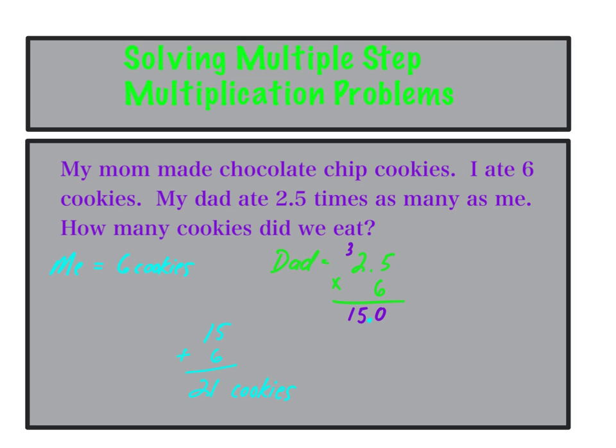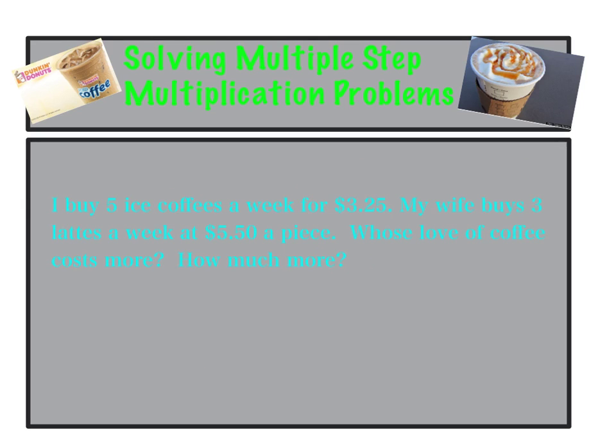And now, as promised, let's take a look at that coffee problem again, and this is going to be your opportunity to try one of these out. Again, I will ask you to try this, and to read the question one more time: I buy 5 iced coffees a week for $3.25. My wife buys 3 lattes a week at $5.50 a piece. Whose love of coffee costs more, and how much more?